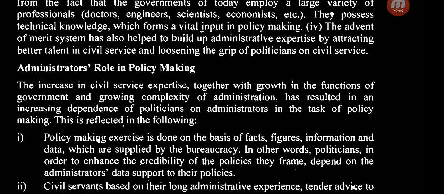Fourth, the advent of merit system has also helped to build up administrative expertise by attracting better talent in civil services and loosening the grip of politicians on civil service. Administrators' role in policy making. The increase in civil service expertise, together with growth in the functions of government and growing complexity of administration, has resulted in an increasing dependence of politicians on administrators in the task of policy making. This is reflected in the following.